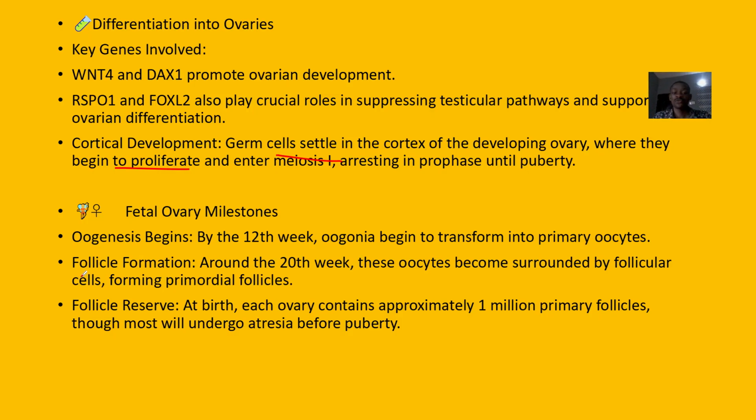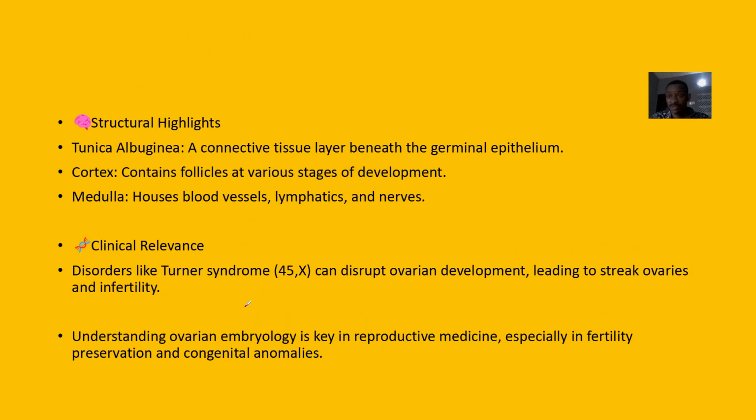Follicle formation is around the 20th week. The oocytes become surrounded by follicular cells, forming primordial follicles, then the follicle reserve. So at birth, at least, you're having approximately 1 million primary follicles.